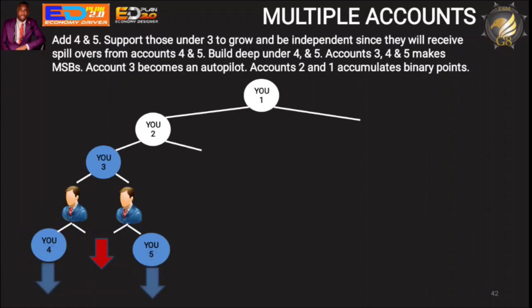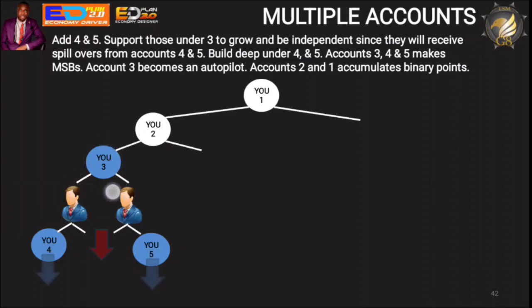Now, build deep under account 4 and 5. So here you build deep. That is account 4 and this is account 5. You build deep, okay? Account 3, 4, and 5 make matching sales bonus. So once you keep on building deep, account 3, account 4, and account 5 will make pairs, will make money left and right. And then account 3 becomes an autopilot.